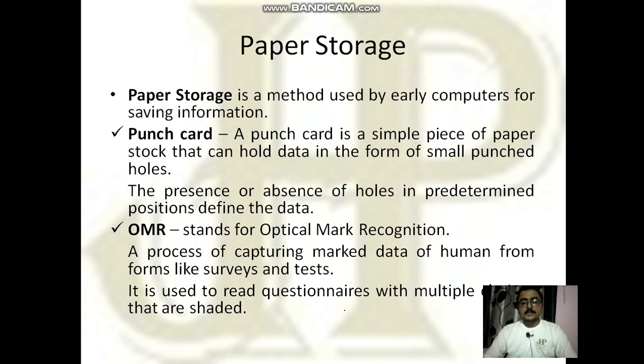Whereas OMR stands for optical mark recognition. We easily see it whenever we go for some exam: we get a sheet known as OMR sheet, in which we have to darken some circle, and that circle is readable by OMR machine.